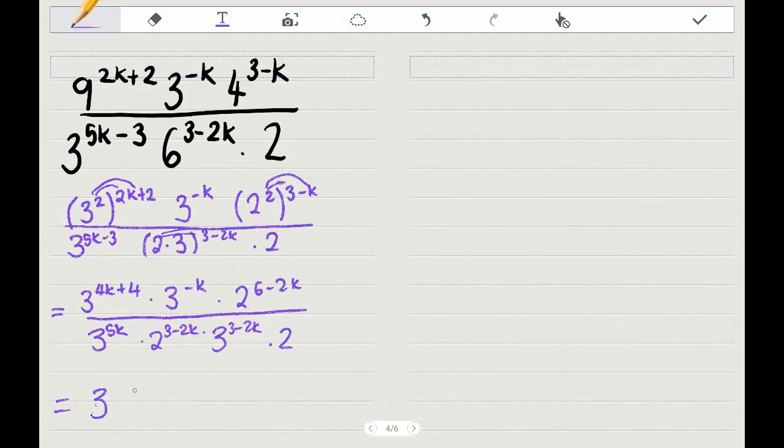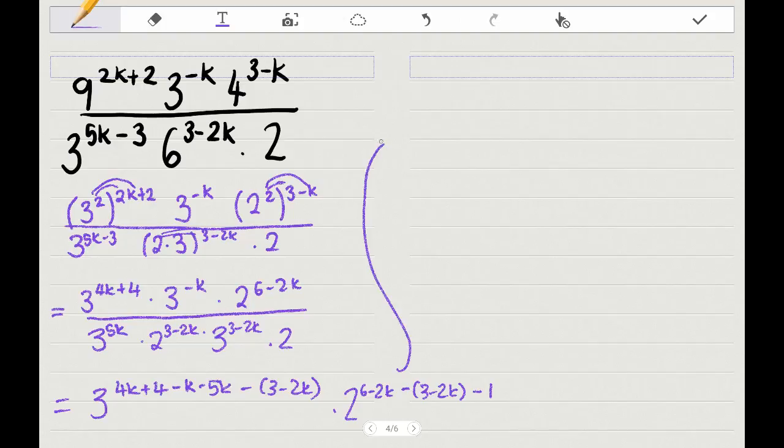So we've got a 3 over there. If we're multiplying, we add. So it's 4k plus 4. And we're multiplying that, so we're adding plus minus k. And then we're going to subtract what's in the denominator. So minus that 5k and minus 3 minus 2k. We do the same thing for 2. So here we have 6 minus 2k. Minus 3 minus 2k, minus, now there's no exponent, so it's 1 over there. So we're going to go up there. So this here is 3.